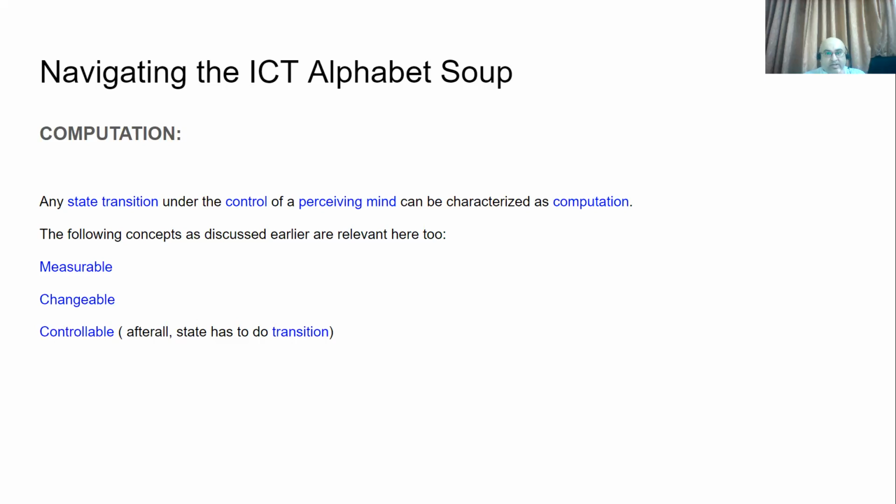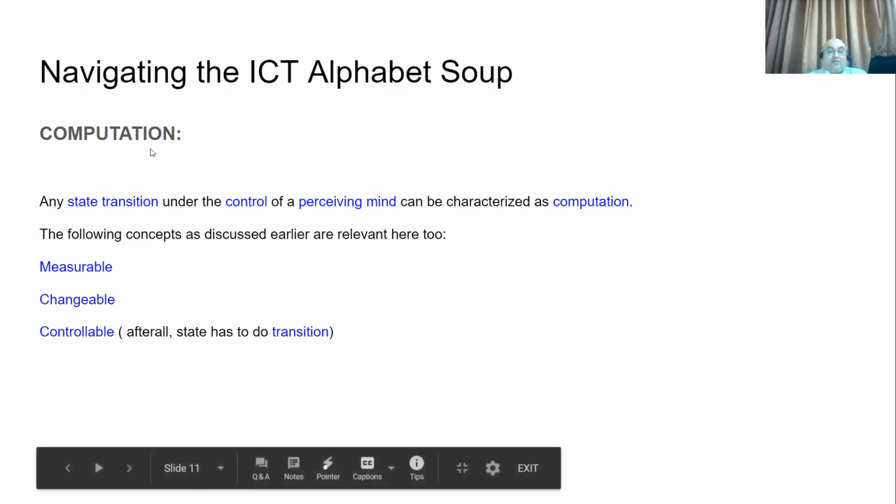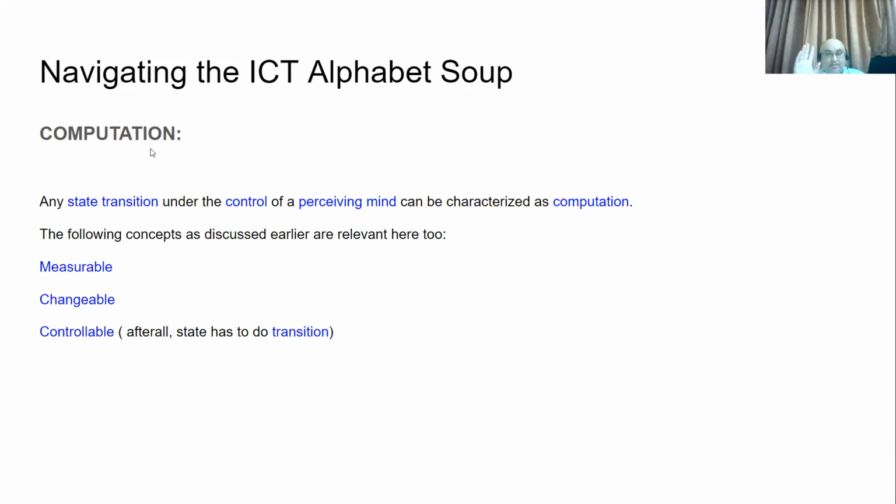All right. So with the concept of signal, information, representation, and symbols which are related, having discussed all of that, let's touch another concept, that of a computation. So what really is a computation? There's an entire theory, by the way, called theory of computation. It's very nice, but I'm not going to be too academic. So the way I prefer to define computation is this way: any state transition under the control, which is important, under the control of a perceiving mind, can be characterized as computation. That's about it.